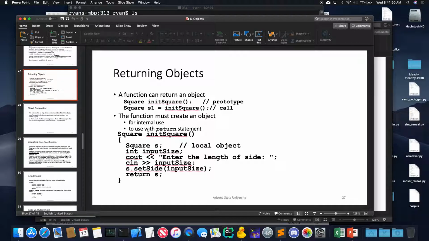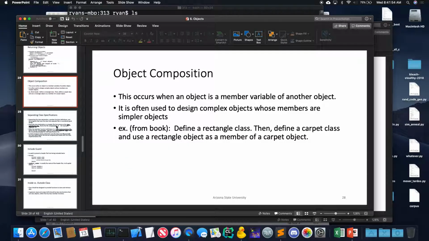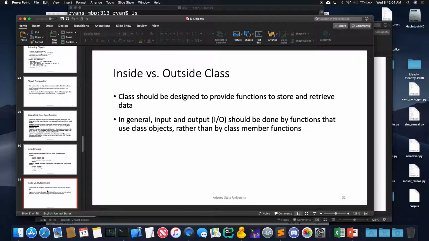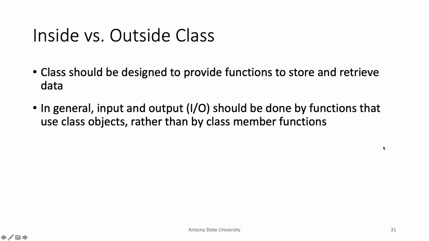Okay, so we talked about some other things like returning objects, and composition, which is when we have objects inside other objects. Nothing complicated there. Okay, so I think we were here. So let's wrap up objects today, hopefully.